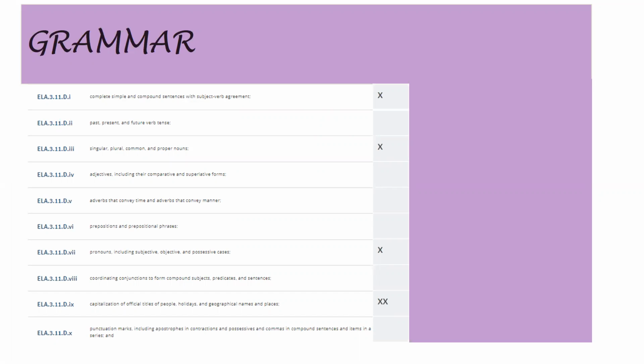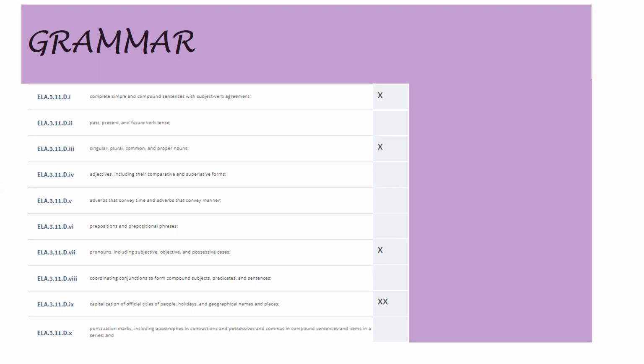So you'll be doing 3.11 DI, complete, simple, and compound sentences with subject-verb agreement. Singular, plural, common, and proper nouns, which is 3.11 DIII. Pronouns, including subjective, objective, and possessive cases. And then capitalization of official titles of people, holidays, and geographical names and places. And you're going to spend two different lessons on that because there's more things that they need to know.